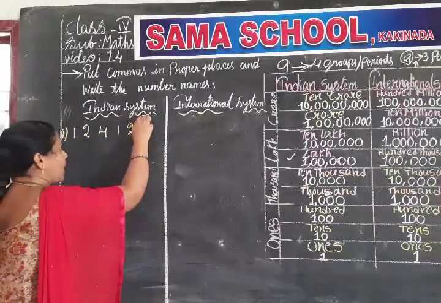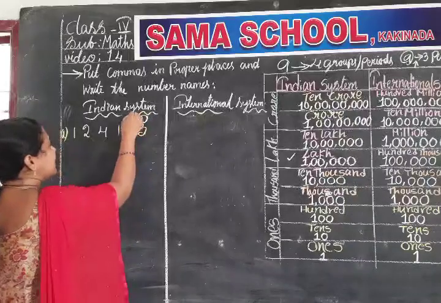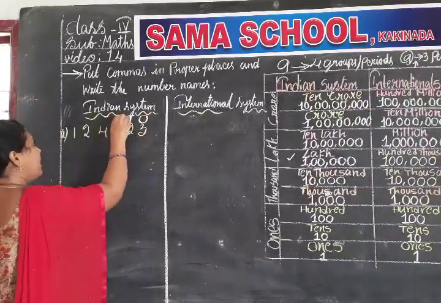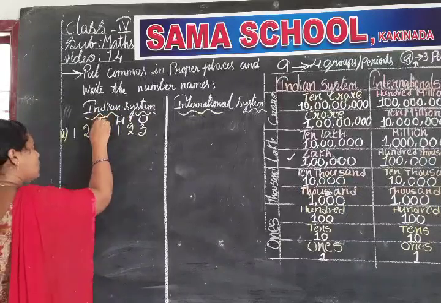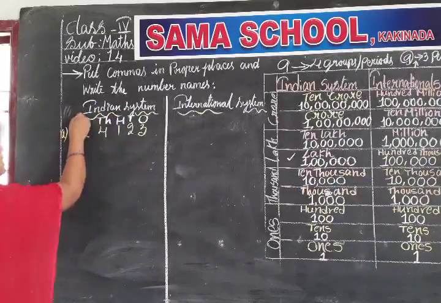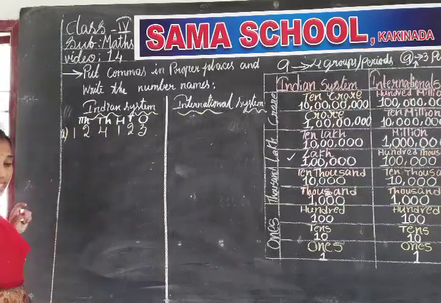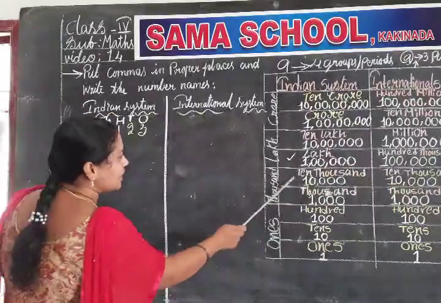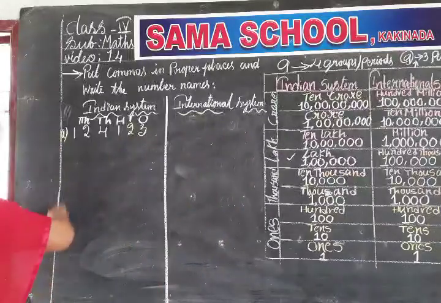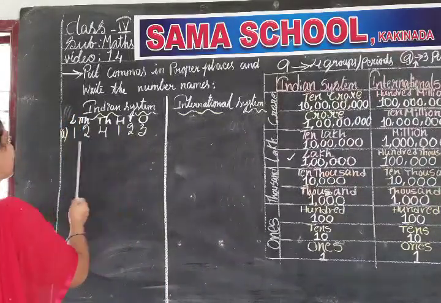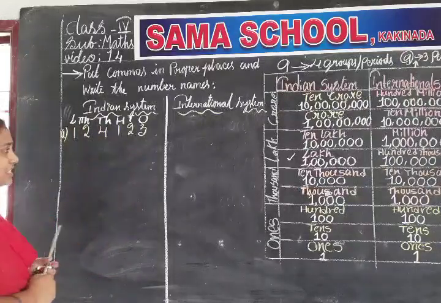Yes, you are right. 1s, 10s, 100s, 1000s, 10,000s. After 10,000, see here. After 10,000, yes, you are right. Lakhs. So, you know the place values in the Indian system.